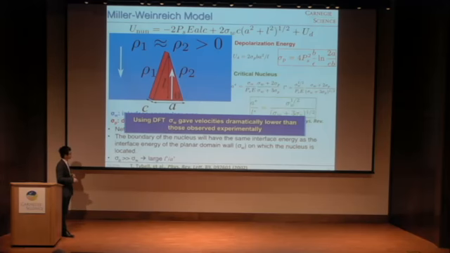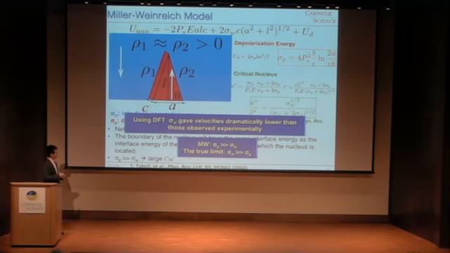However, in this 2002 PRL paper, it is already pointed out that using DFT domain energy will give an unphysically large nucleus and very slow domain velocity compared to those observed experimentally. So we did some very careful analysis and found that under physical boundary condition, the domain energy is actually much larger than the depolarization energy.